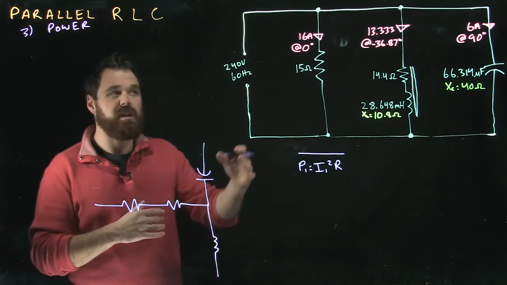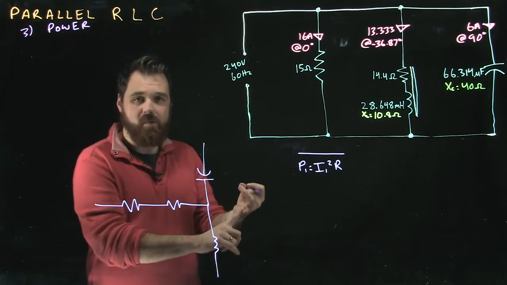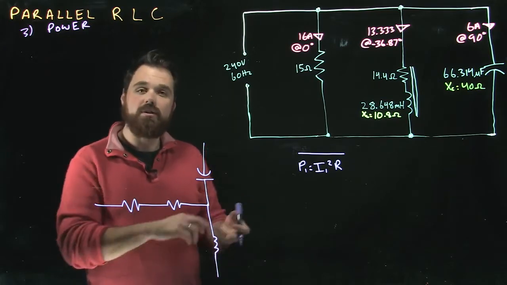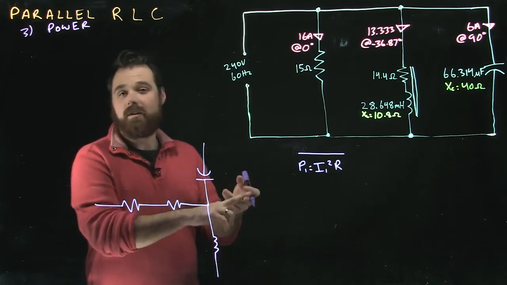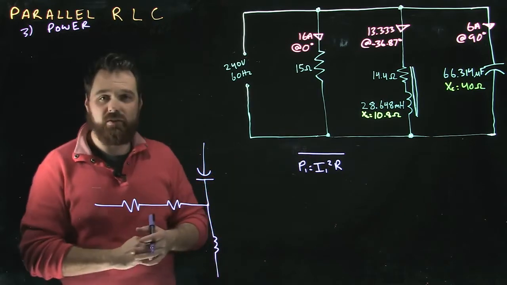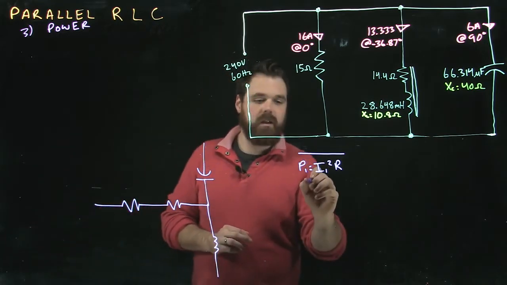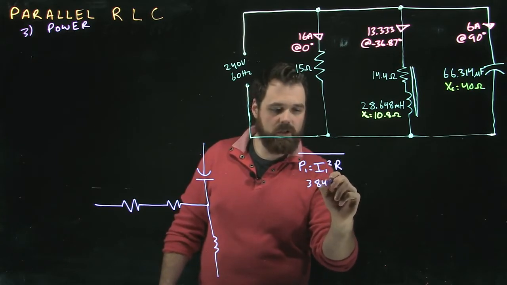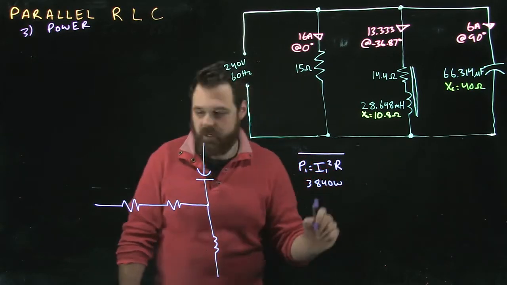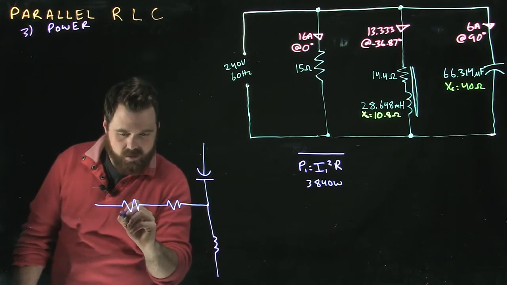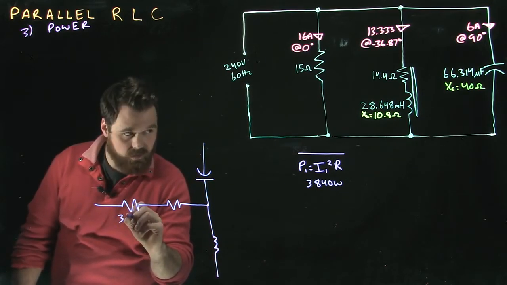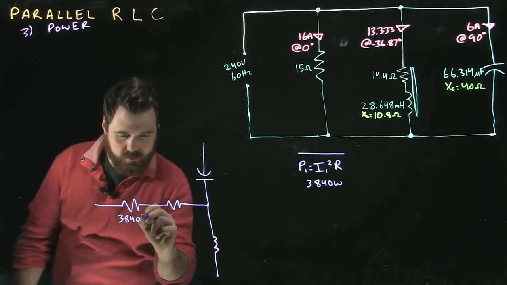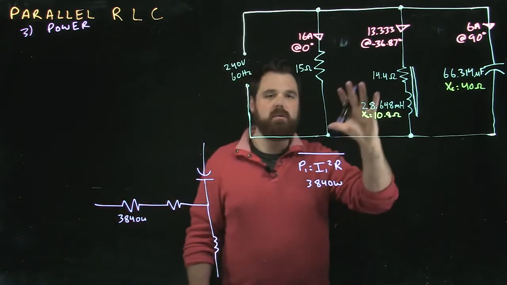Now, in this branch, because it's a pure resistor, you could use I1 times V1, or you could use V1 squared divided by R, but this is my favorite formula, so I'm going to use that. In this case, I get 3,840 watts. So I'm going to actually put that information over here, 3,840 watts.